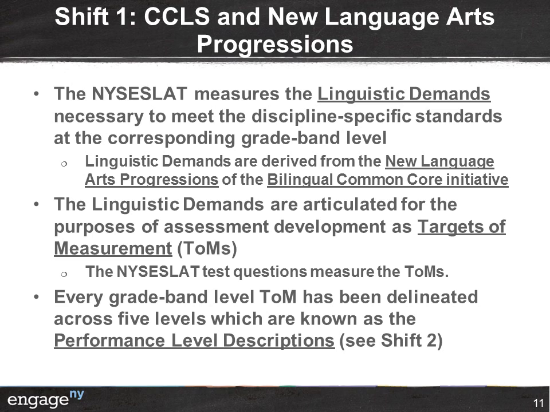As mentioned in the previous slide, the first shift has to do with how the assessment reflects the Common Core learning standards. This slide describes how the assessment measures what are known as linguistic demands, which are derived from the new language arts progressions, which are based on the Bilingual Common Core Initiative. For the purposes of assessment, targets of measurement are the articulations of the linguistic demands and what are measured by the NYSESLAT. There are targets of measurement for every grade band as well as every performance level.